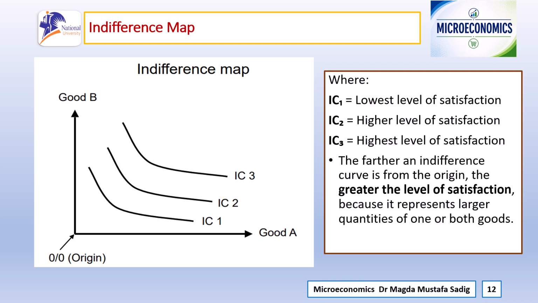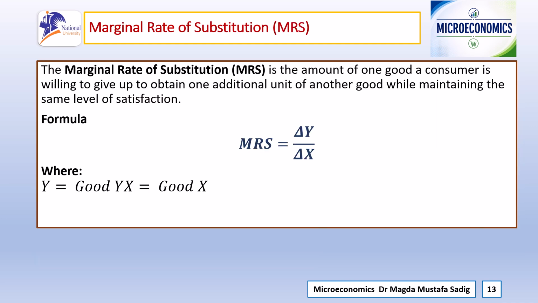Why does satisfaction increase as we move away from the origin? Because each higher curve contains combinations with greater quantities of one or both goods. And according to the assumption of non-satiation, consumers prefer more goods to fewer goods. Therefore, higher curves represent greater utility.